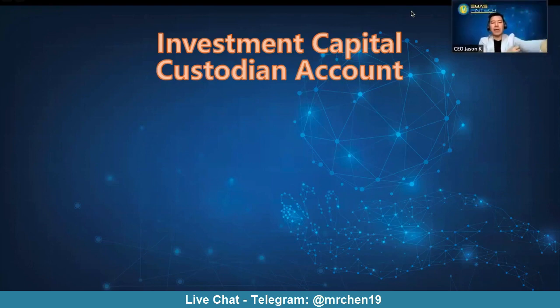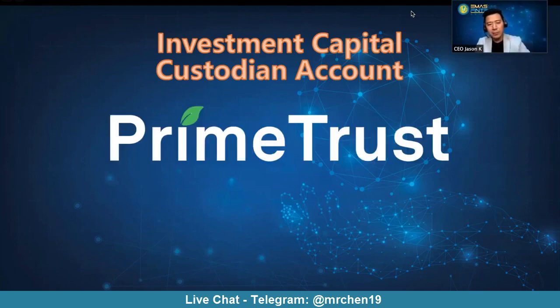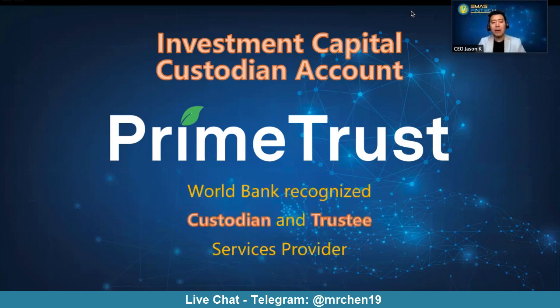Okay, back here, investment capital and custodian account. For your knowledge, at Emas Fintech we place all our investors' funds under Prime Trust. Prime Trust is a World Bank recognized custodian and trustee services provider, used by top exchanges like Binance, Liquid, Coinbase, OKCoin, and Kraken. They all place their digital assets in Prime Trust because it is secured and insured. Let me talk about the incident of Binance back in May 2019.